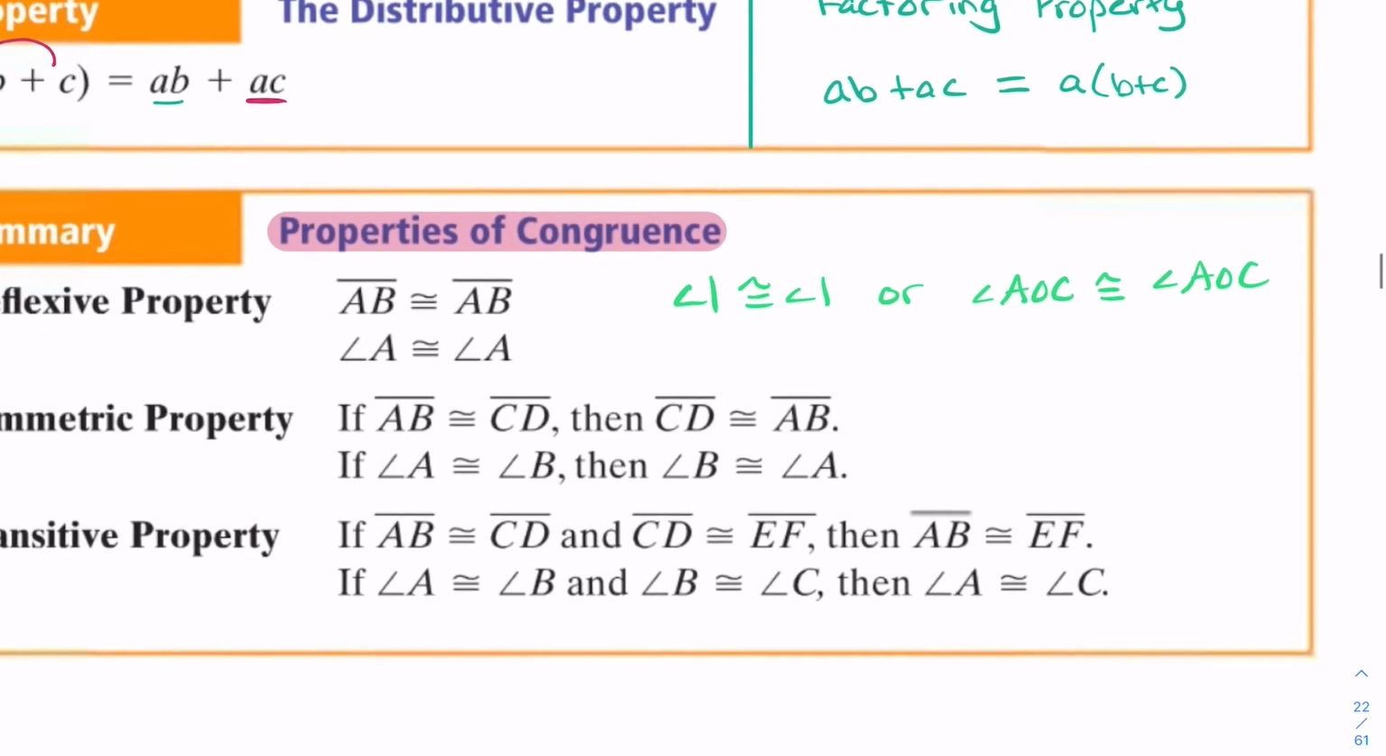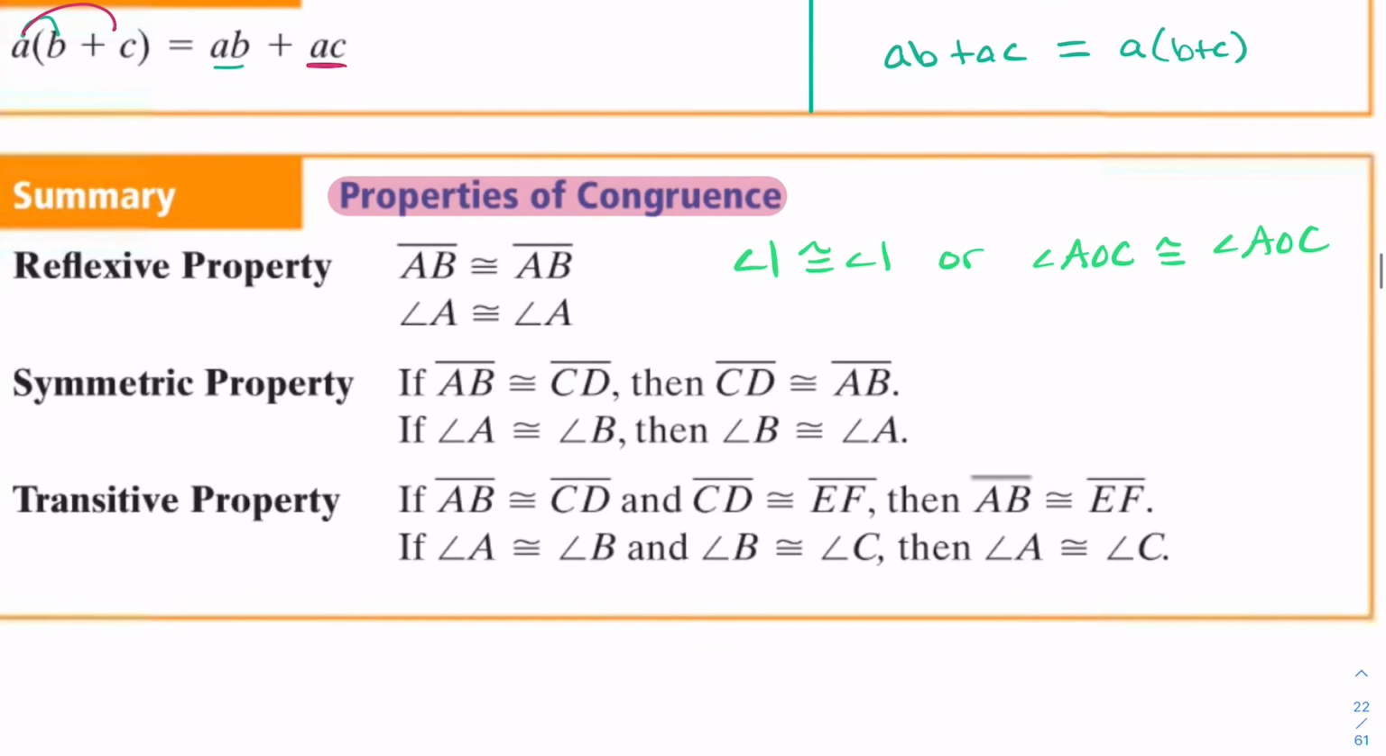And those are all examples of the reflexive property. It seems redundant, and you're probably thinking, why do we need to use it? Well, I'll show you why we need to use it, because sometimes we introduce it back into something and then we get to use it.